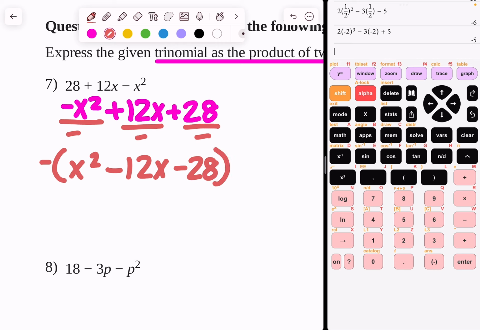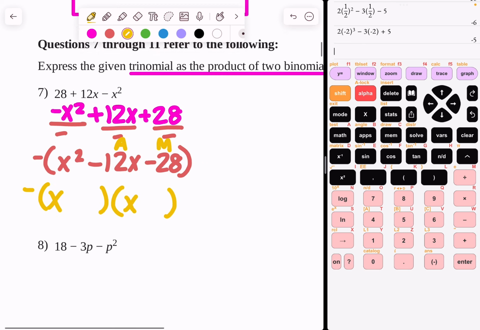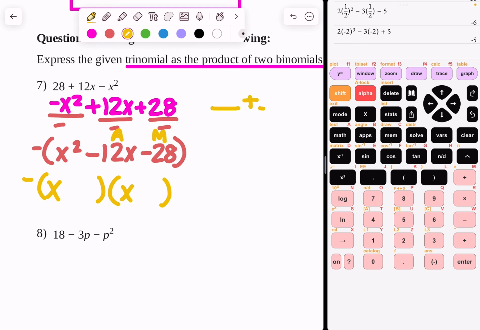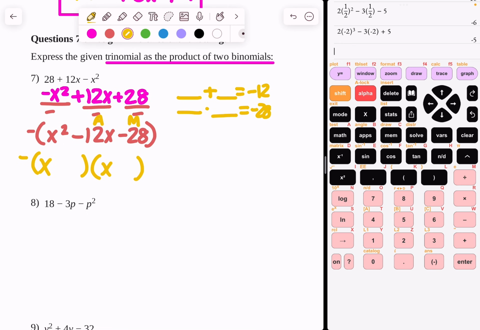Okay. Now, we are going to be finding what adds to negative 12 and what multiplies to negative 28. And these are going to be our two binomials. We're finding two numbers that add to negative 12, but we need those same two numbers to also multiply to negative 28. So start by thinking, what can multiply to 28? 1 and 28, 2 and 14, say 28 divided by 4, 4 and 7.